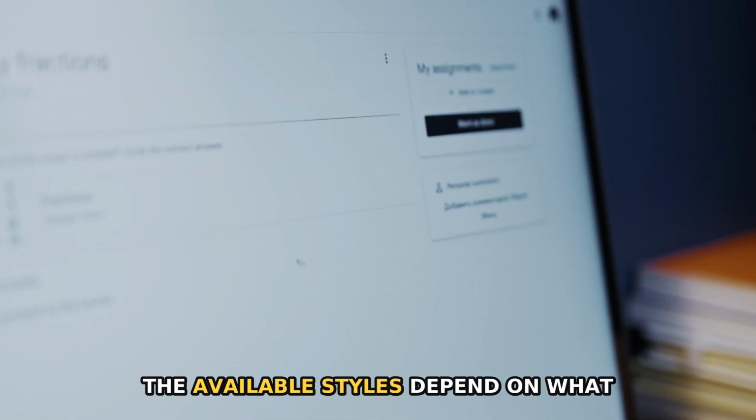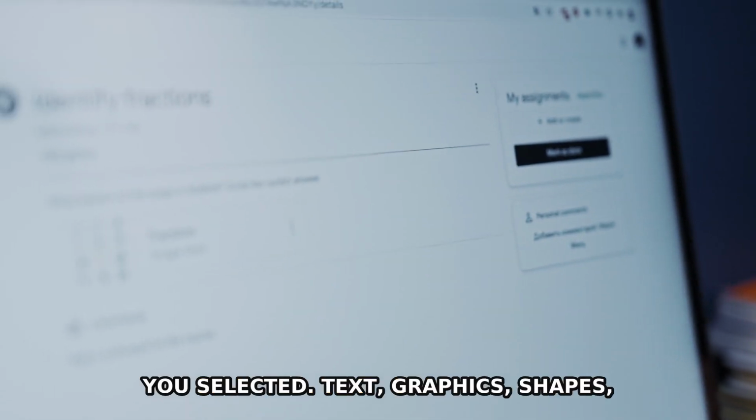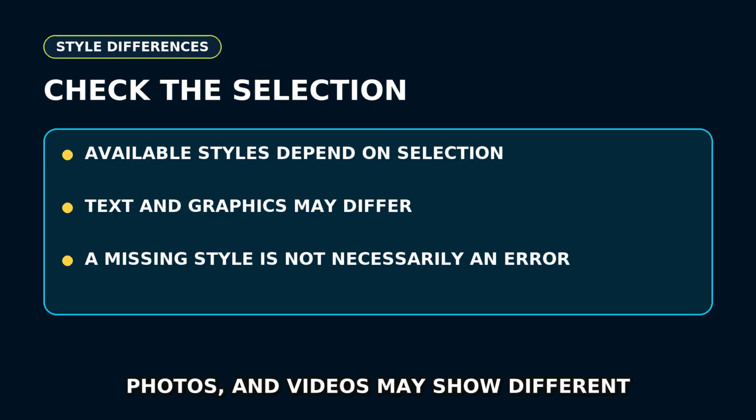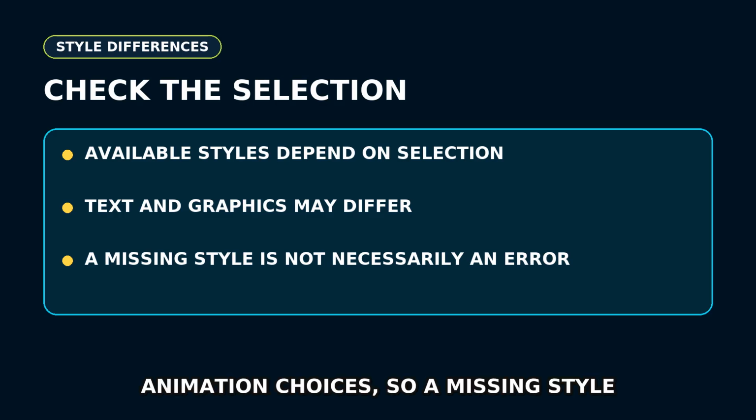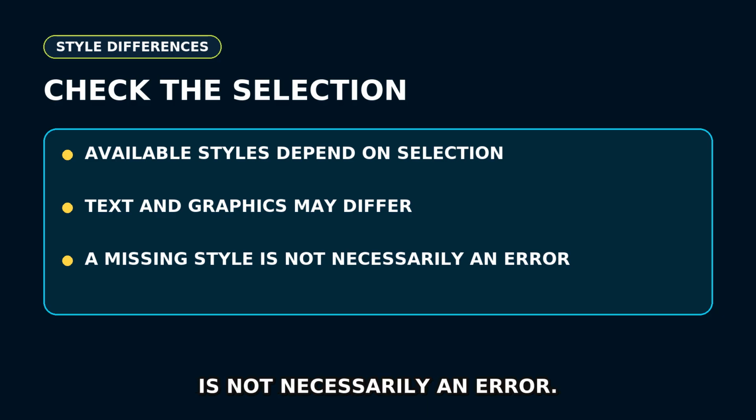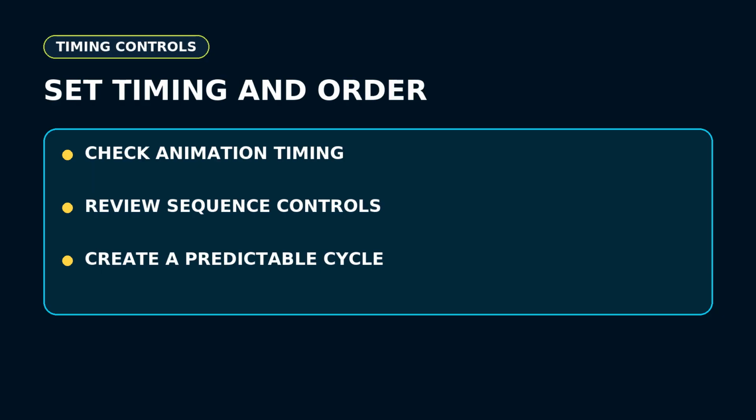The available styles depend on what you selected. Text, graphics, shapes, photos, and videos may show different animation choices, so a missing style is not necessarily an error.